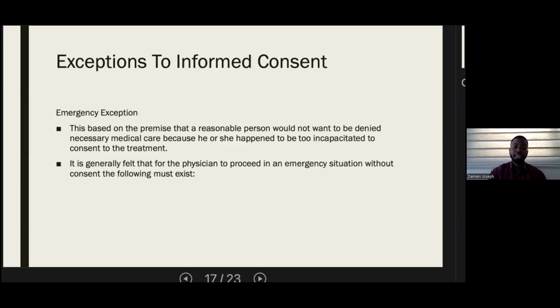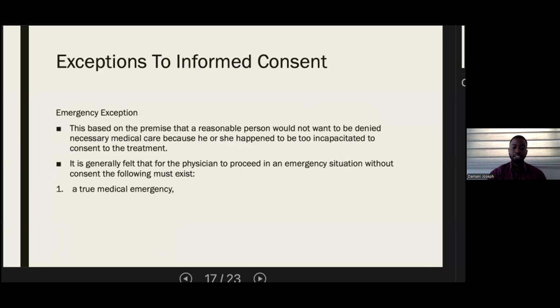What are some exceptions to informed consent? So we'll discuss two exceptions. There's the emergency exception. So this is based on the premise that a reasonable person would not want to be denied necessary medical care because he or she happened to be too incapacitated to consent for treatment. So it's generally felt that for the physician to proceed in an emergency situation without consent, these factors must exist.